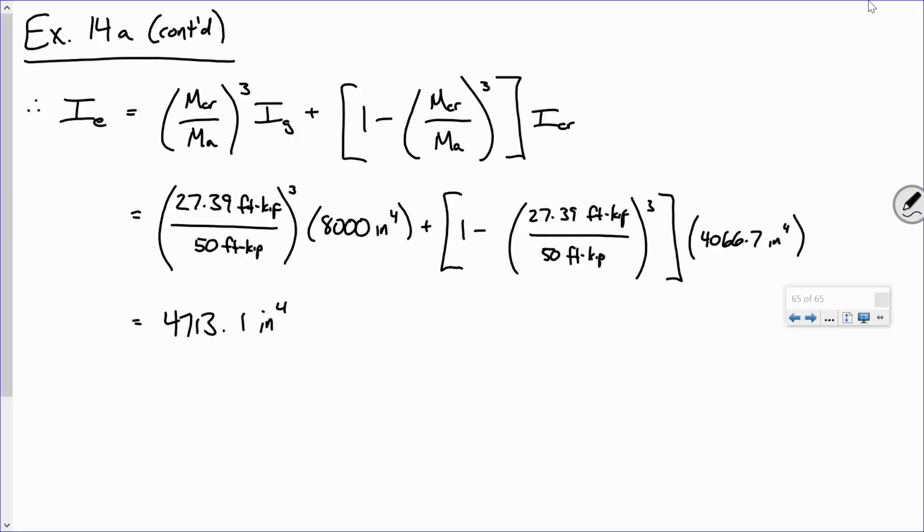It's just rounding, whatnot. All right, so again, our moment of inertia isn't quite 8,000, and it's not 4,067. It's somewhere in between, because some of the beam's cracked and some of it isn't, okay? And that's how we compute what's effective.